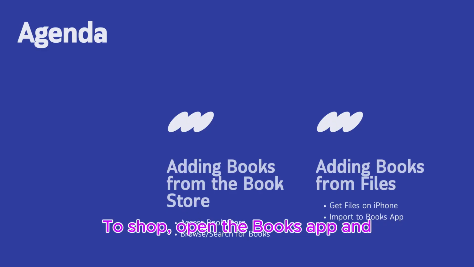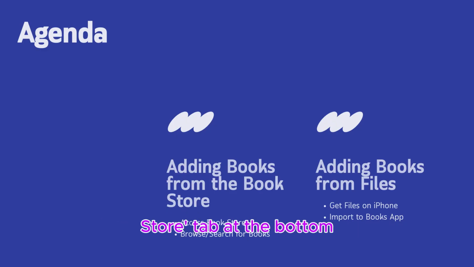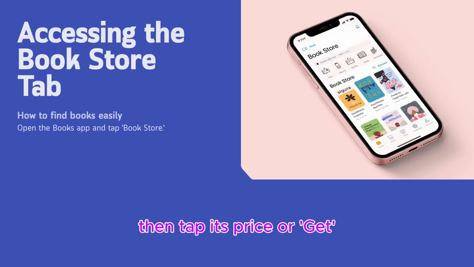To shop, open the Books app and tap the Bookstore tab at the bottom. Browse or search for a book, then tap its price or get button to download it for free. For public domain books, tap search, type the title, and look for free options.